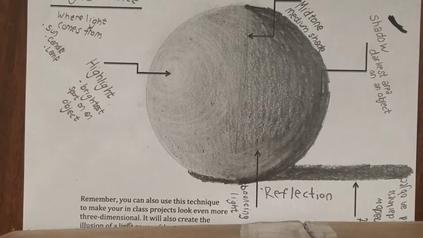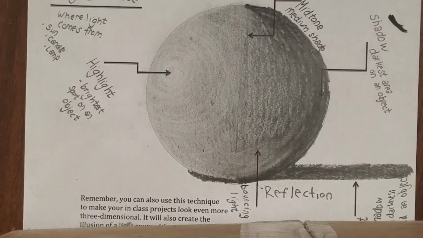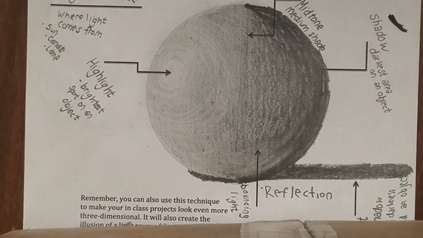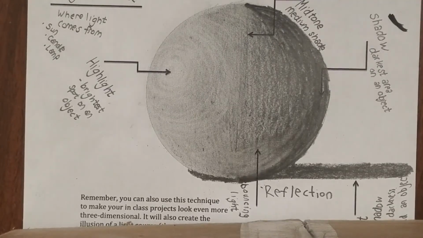You need to do 3 of those for your homework, either using pencil, colored pencil, and also think about how you can change up the light source. If the light was coming from the top or coming from the right, how would that change where everything else would be? Thanks for watching.